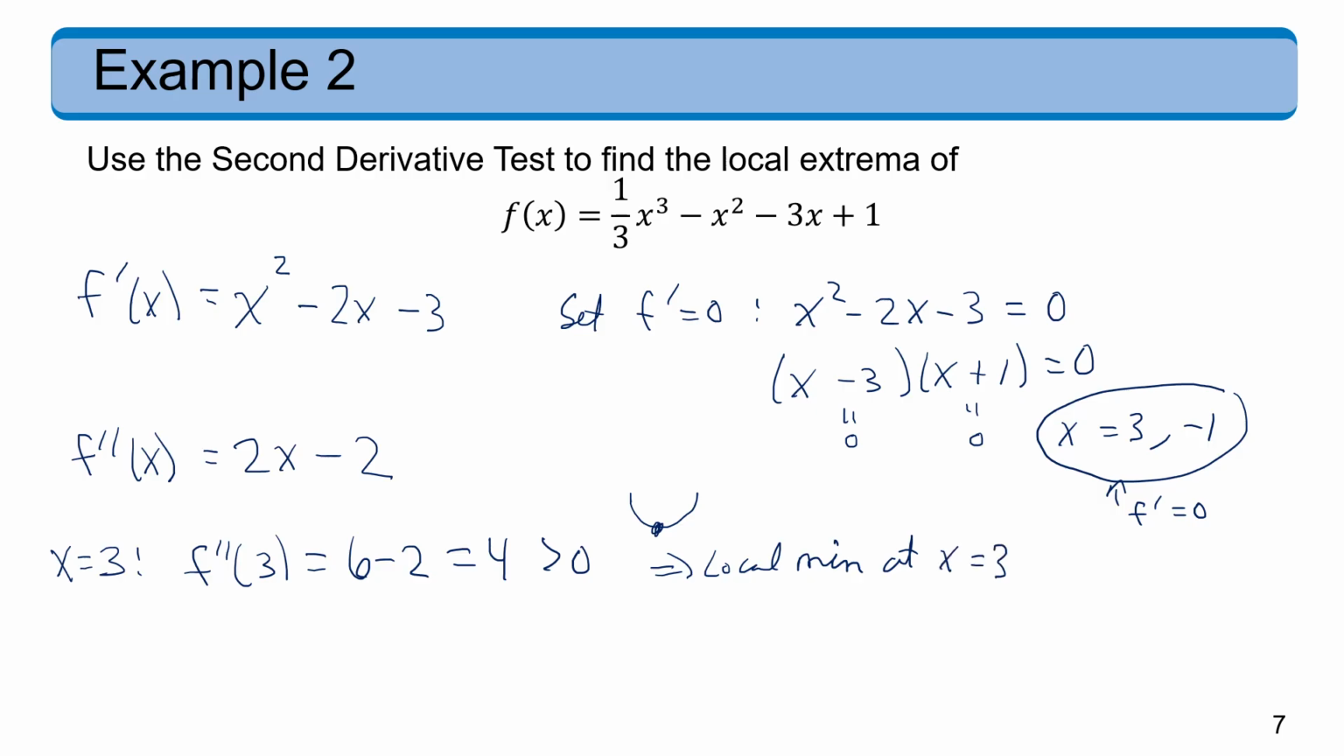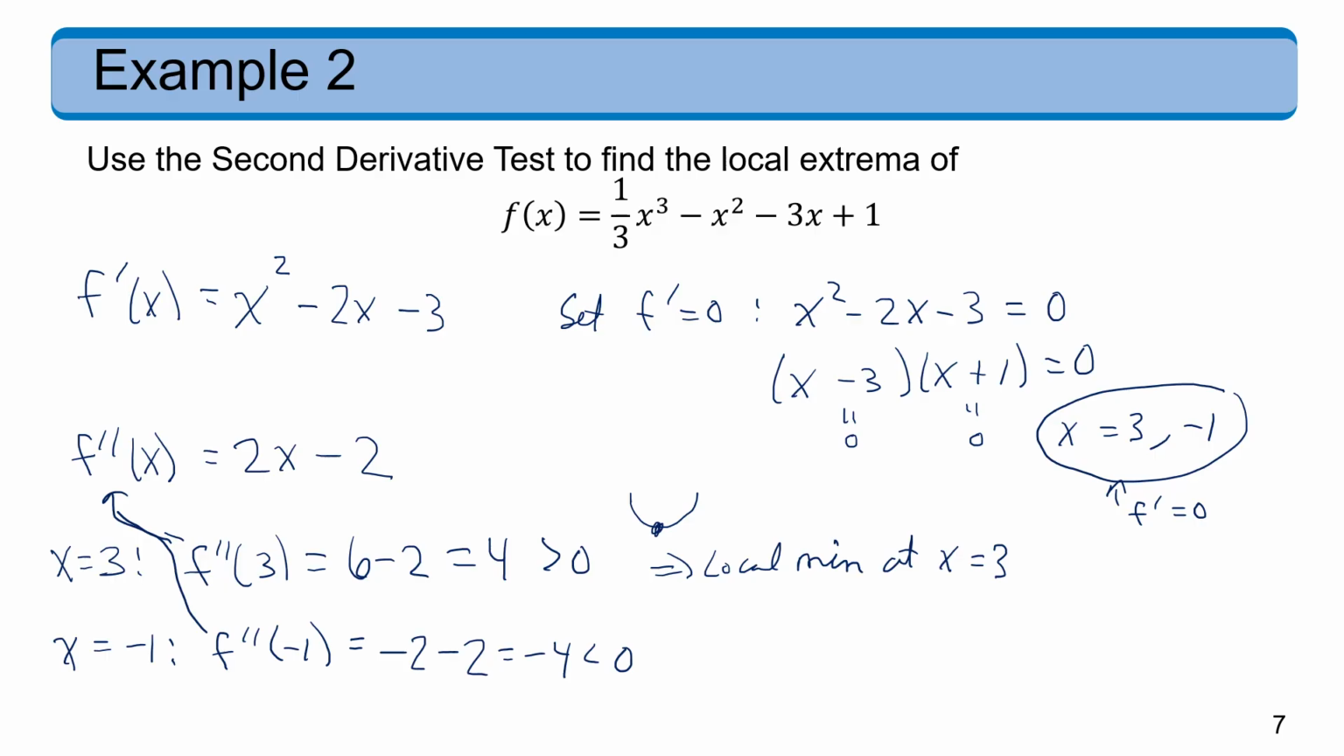Now let's take our other x value we found that made f prime equal to 0, and that was negative 1. We plug that into f double prime. Both of those are getting plugged in here, right? So 2 times -1 is -2, and then -2, we get -4, clearly a negative number.